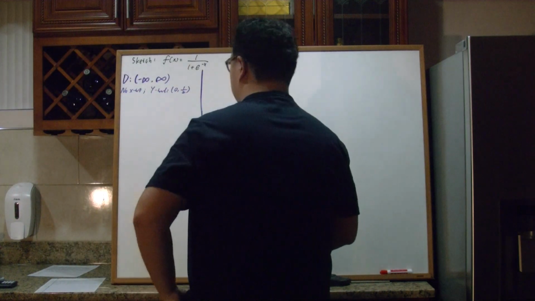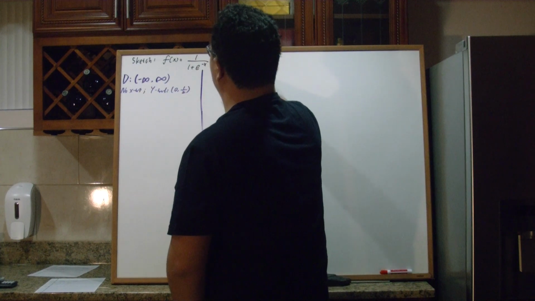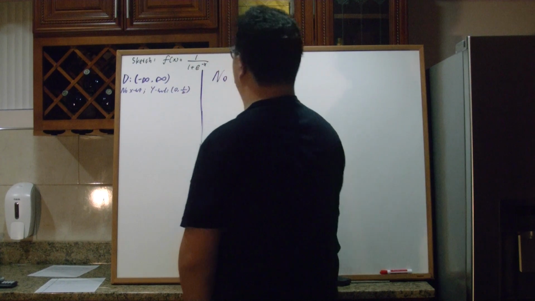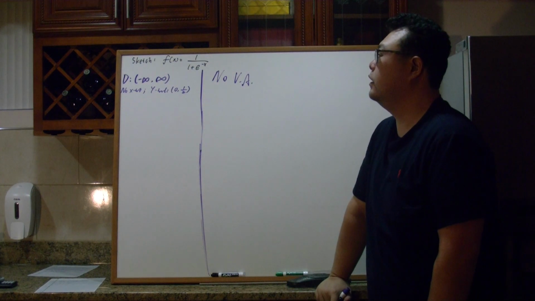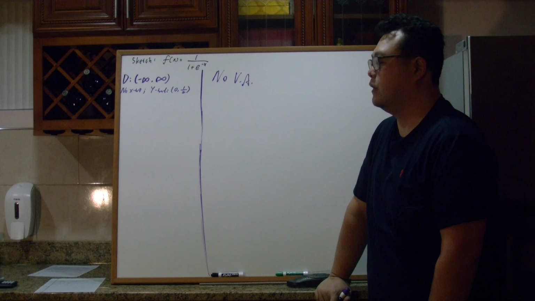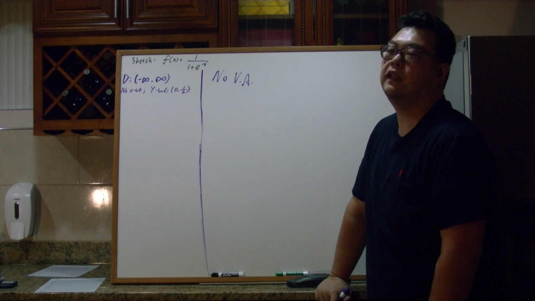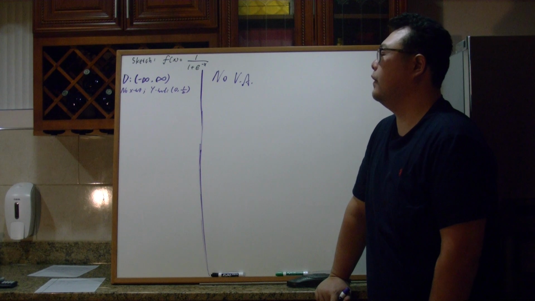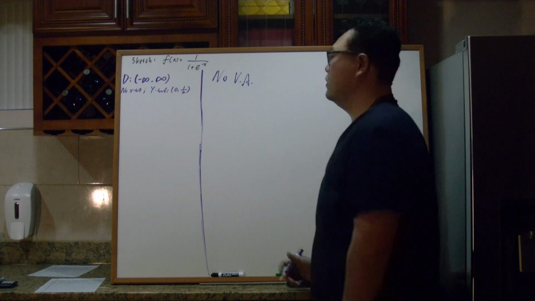And then about the asymptotes. Of course, domain is everywhere. We will not have any vertical asymptotes. Vertical asymptotes depend on the domain, where the function is undefined, and a rational function can possibly have a vertical asymptote. But this function is originally defined everywhere, so we do not have any vertical asymptotes.